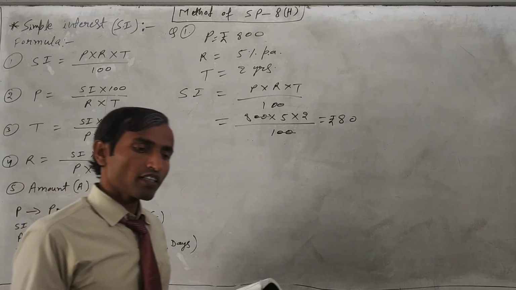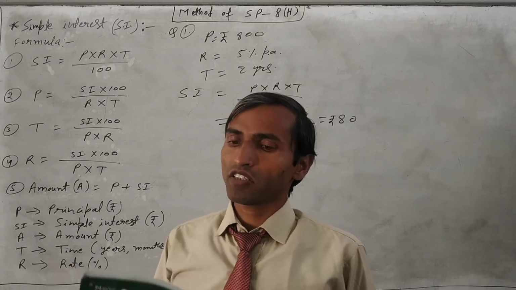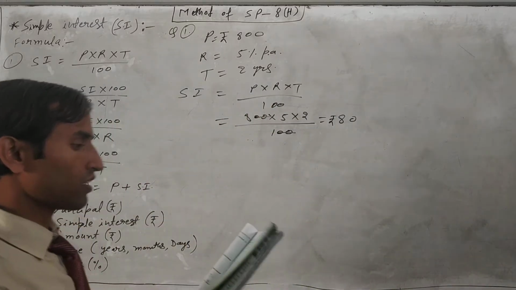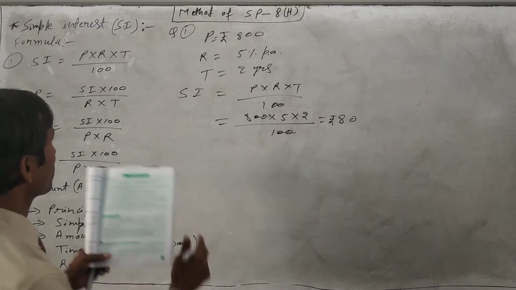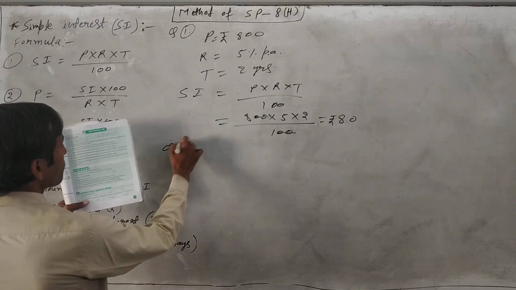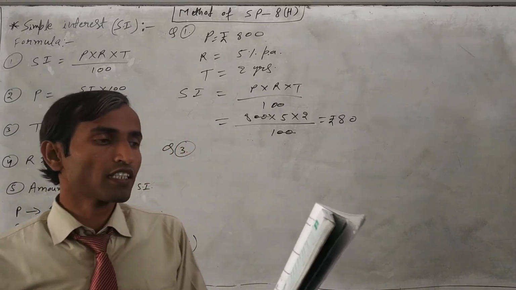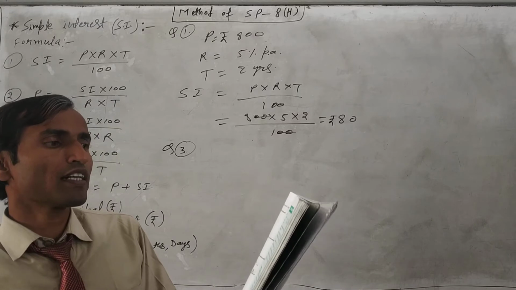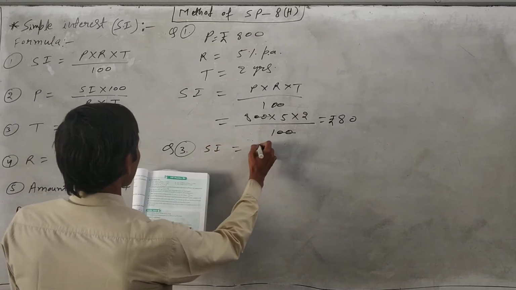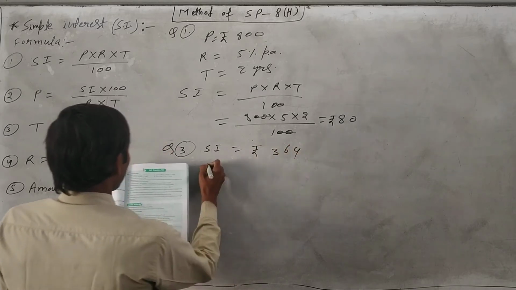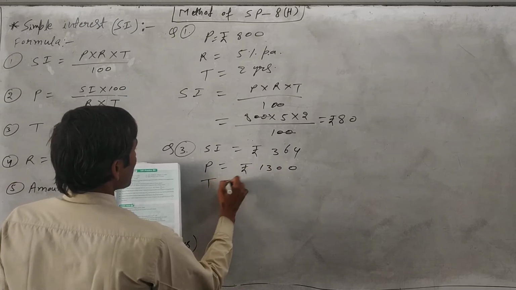Like that, question number 2 we have to do. There P is given as 5,000, rate is 6.5% and time is 3 years. Apply the same formula in question 2 also. Just try yourself. Now we will do question number 3. In question number 3 we have to find rate. I is given, meaning interest is given, and principal is given as 1300, and time is also given, 7 years. So SI is equal to rupees 364, P is equal to rupees 1300 and time is equal to 7 years.